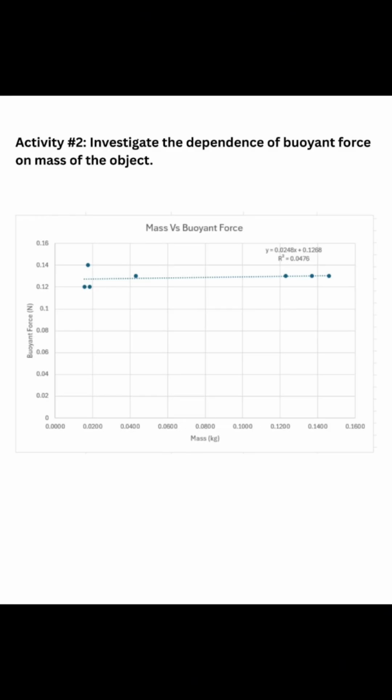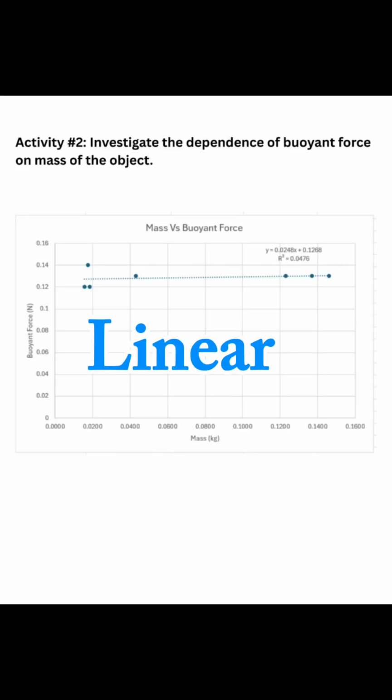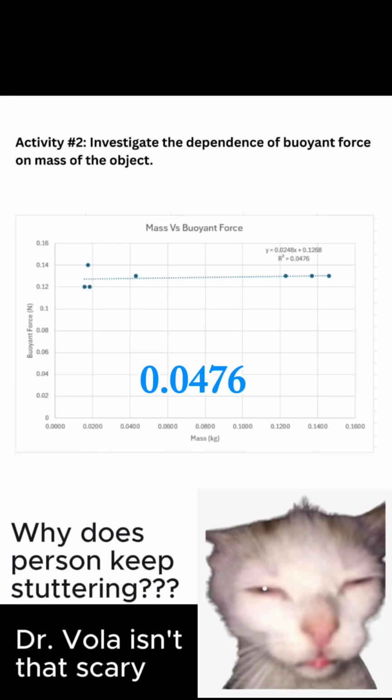We then graphed this in a buoyant force versus mass graph, and our trend line was a linear trend line with the equation of y equals 0.0248x plus 0.1268, and our R squared value was 0.0476.